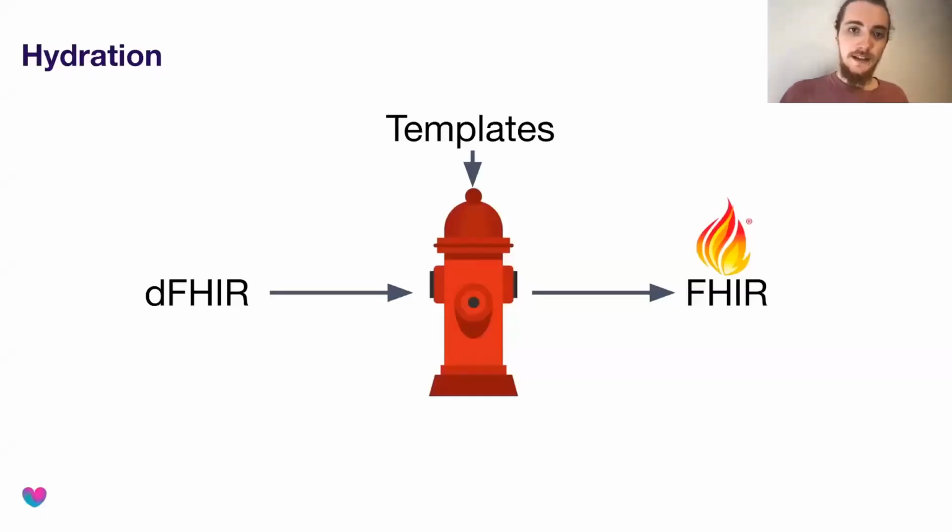Anyway, that's a brief overview of hydration. We map dehydrated FHIR to FHIR using a template. And we do this with a library called Hydrant. So Hydrant is a templating engine library written in Scala, so it's usable in the JVM. But that's not all Hydrant can do.